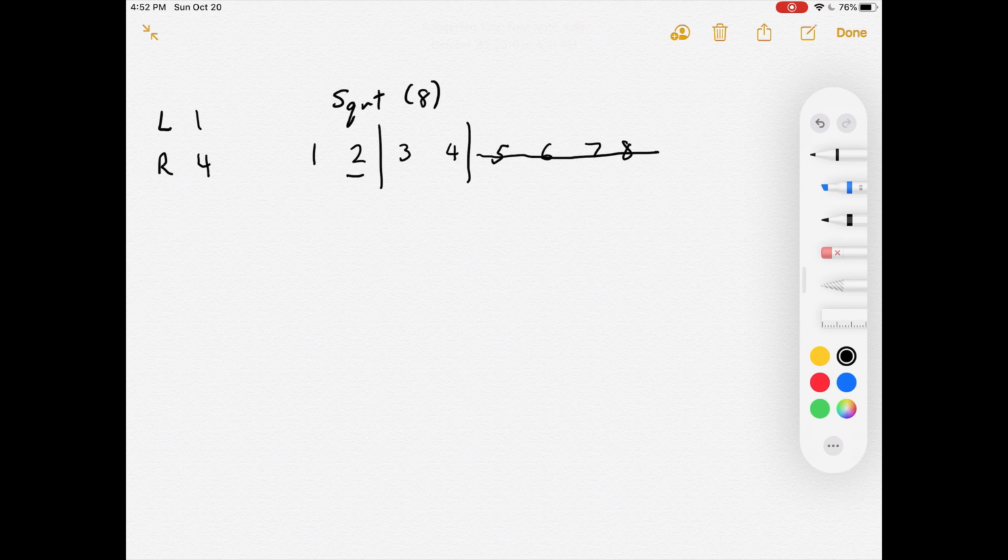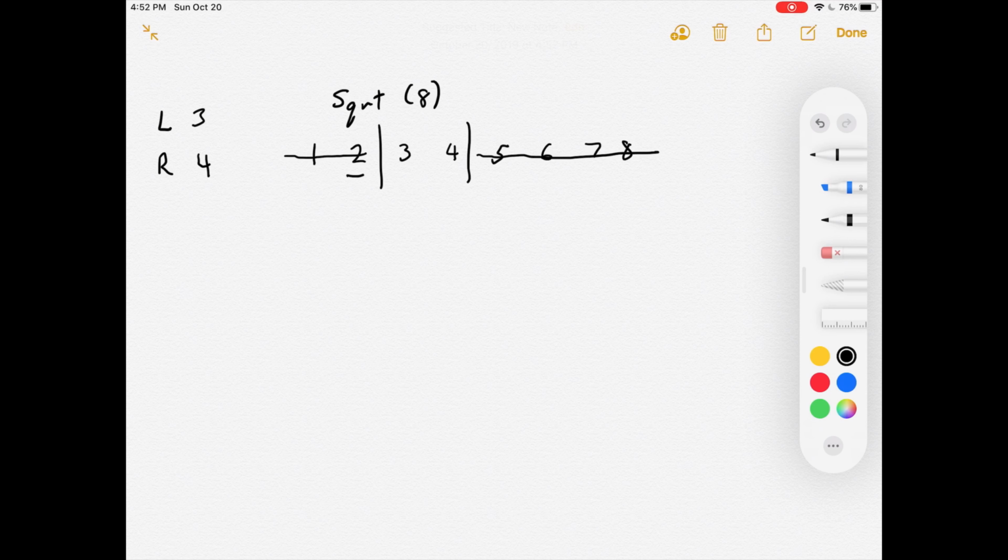Now we go with the same logic. We multiply 2 by 2. Does that equal the number 8? No, it doesn't. 2 times 2 is 4, which is smaller than the number 8. So we can eliminate this half of the data set. Now our leftmost data point was the number 1, but now it's the number 3.